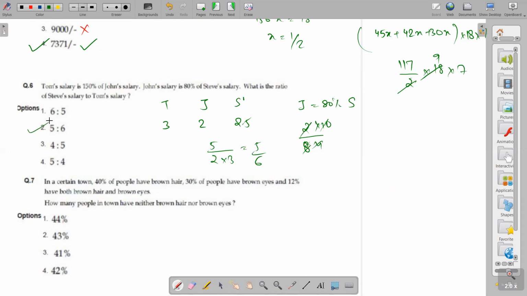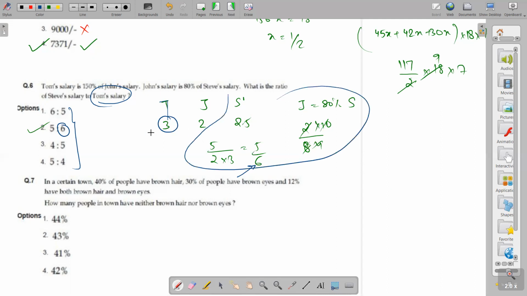This is the answer. Steve to Tom, so 5:6 is the answer. One more thing you can do. Over here, Tom's salary is a multiple of 3 and Tom will come in the denominator. So we have to find a denominator which is a multiple of 3. Only 6. 6 is the answer. So even if you have not solved this part, you could have reached the answer. Anyway, let's do the next question.